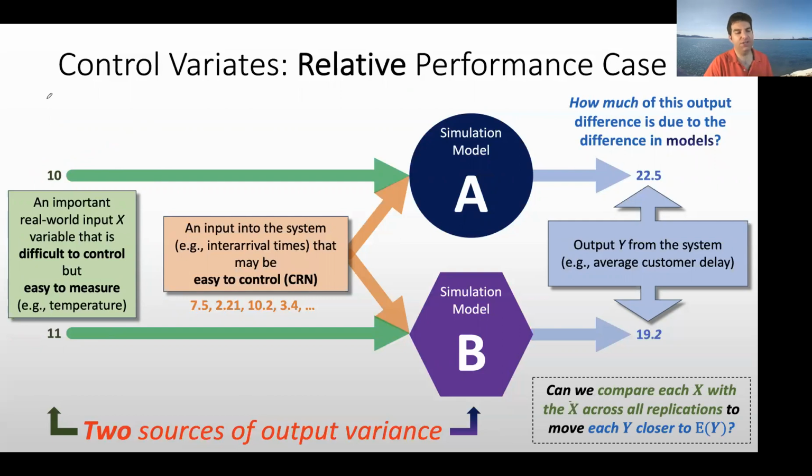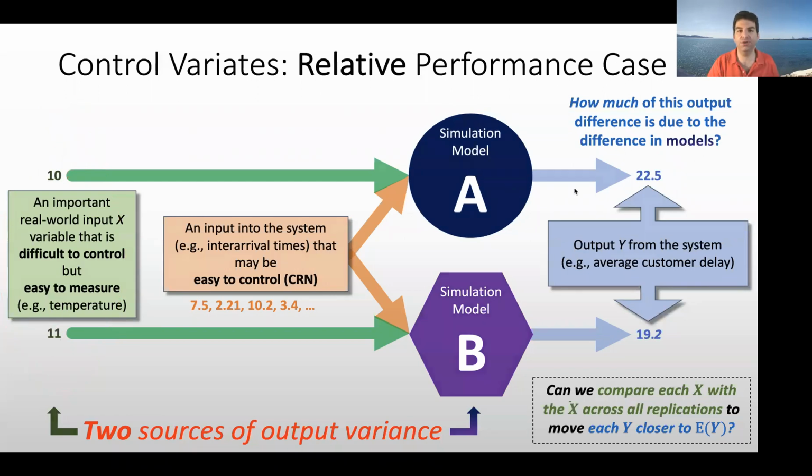So what I'm going to do is figure out, for this input, what is the average across all of my replications? And then from there, for each replication, I can say, how different is this value from the average? And how different is this value from the average? And I can use those differences to adjust my performance measures so that I effectively am subtracting off the amount of variance that is due just to this variable and not due to fundamental differences between the simulations. So that's what we're going to try to do here.